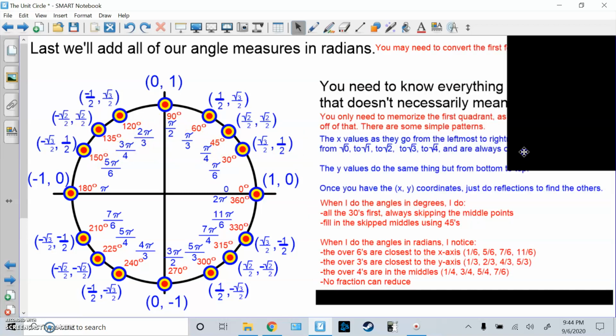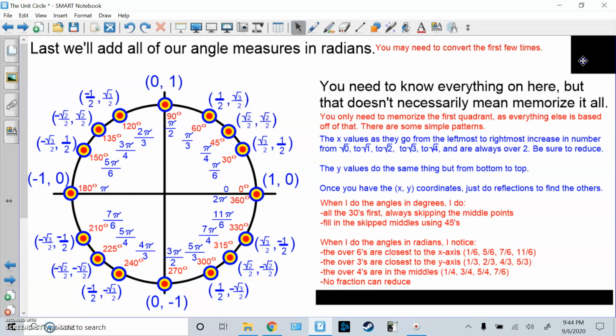Alright, now this is a lot of information, but you don't have to memorize everything. You just have to memorize the first quadrant. Everything comes from the first quadrant. Here's some simple tricks or patterns.